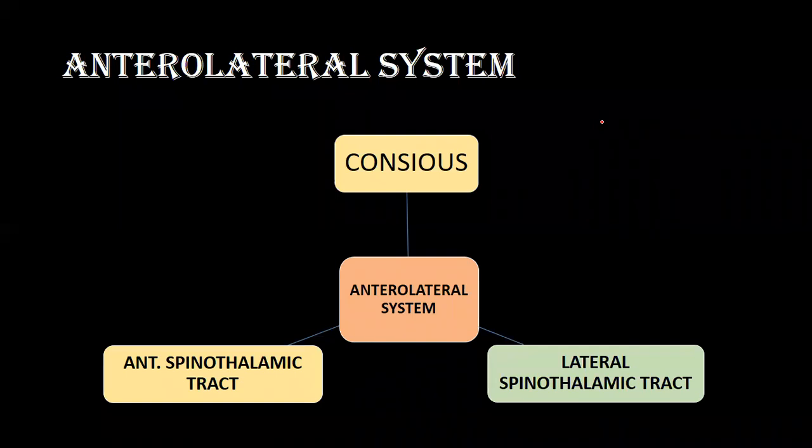Moving forward, we are talking about the anterolateral system. When we see the division in the first slide, the ascending tract is divided into a conscious part and an unconscious part. The conscious part has two divisions: one is DCML and another is the anterolateral system. In the anterolateral system, again we have two tracts: the anterior spinothalamic tract and the lateral spinothalamic tract.